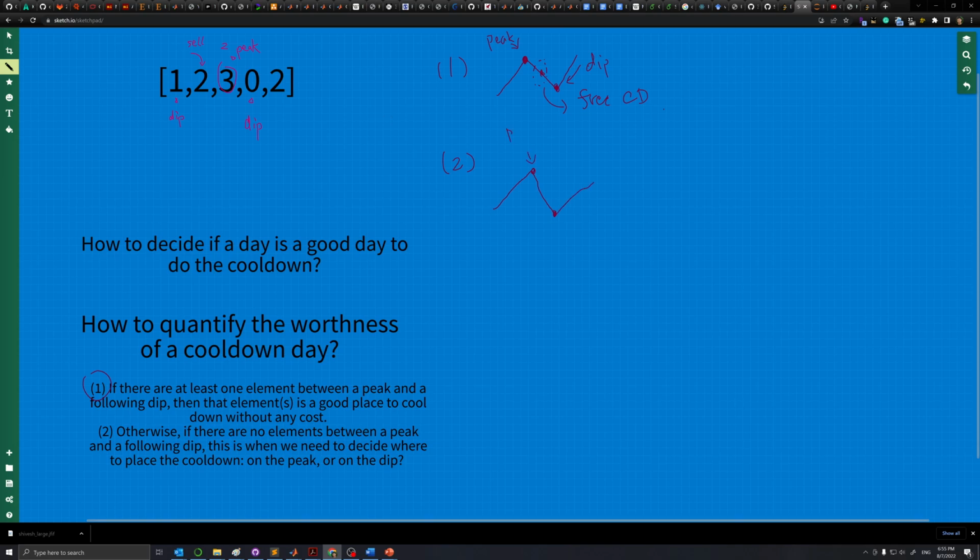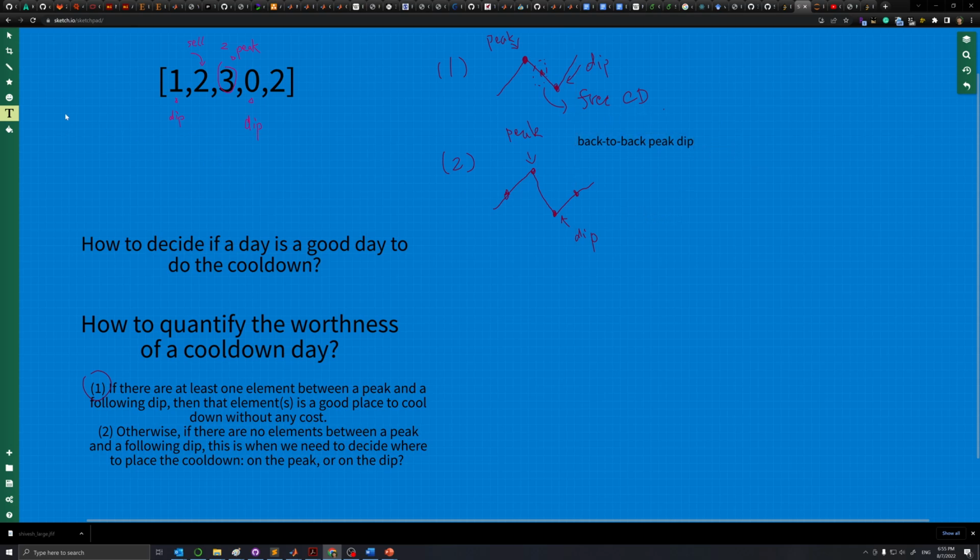We have a peak and next to it we have a dip. Of course maybe we have some value before that, some value after that, right? So now let's just write it as back to back peak dip, right? Back to back peak dip. This is the scenario.